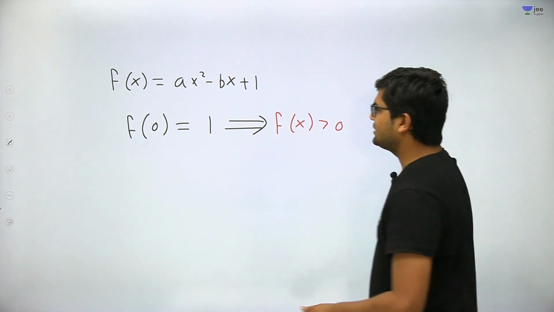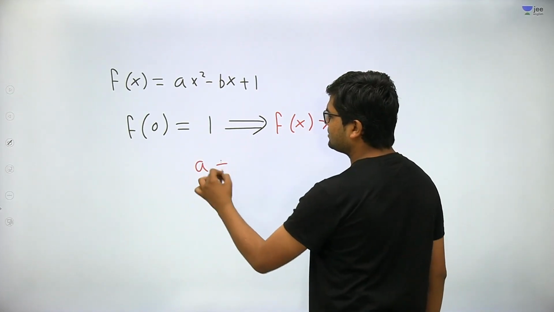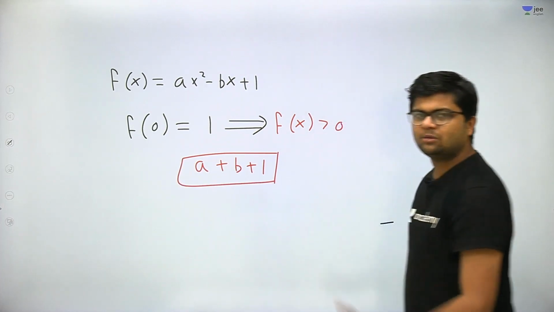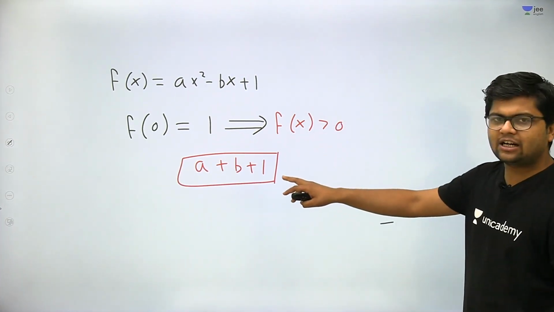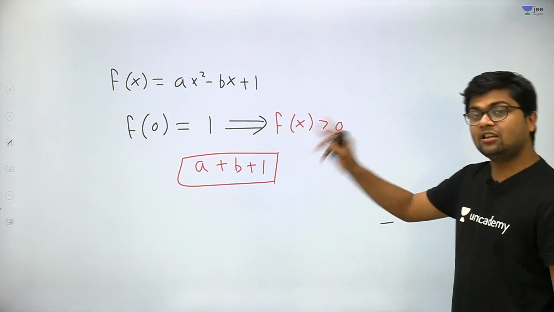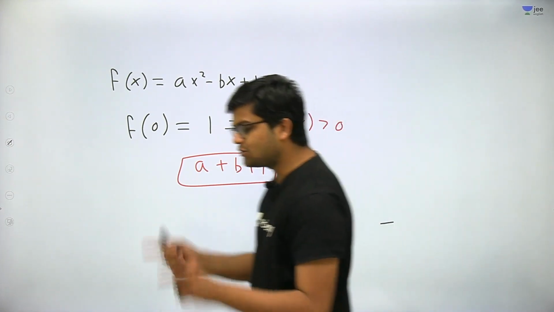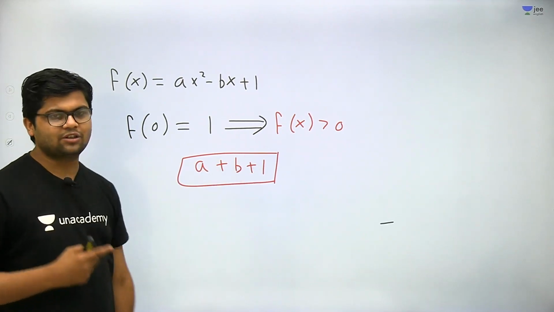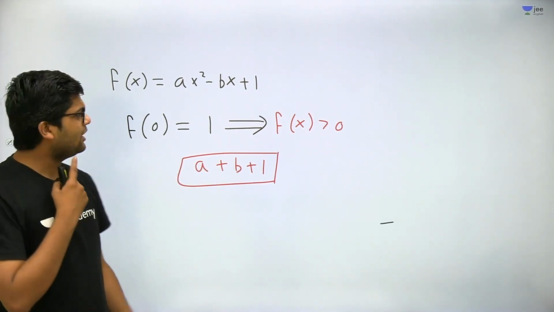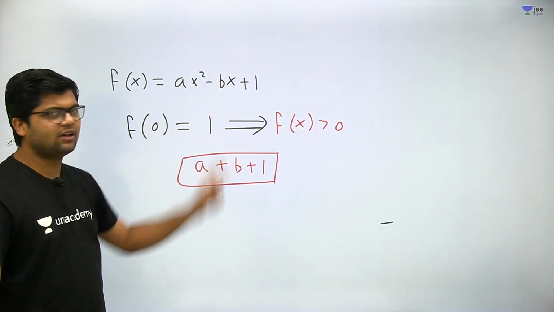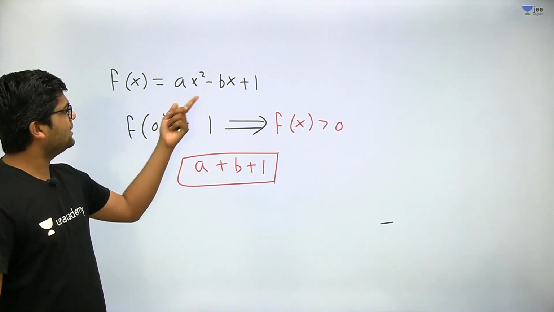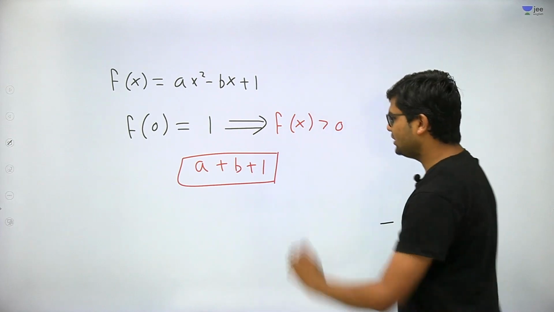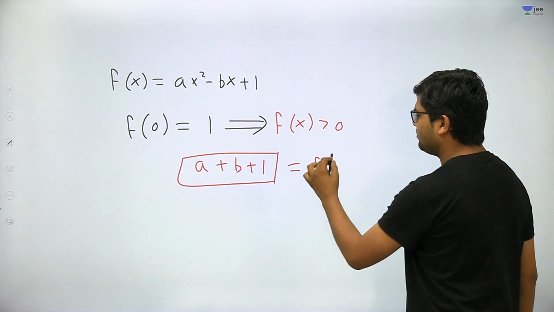Now the question is asking me about a plus b plus 1. Students, just use the concept that I taught you in the previous question. Whenever I encounter this type of expression, I think of the value of x which I should put in the quadratic to arrive at this expression. So if I put x equal to minus 1, it will come out to be a plus b plus 1. So this expression is f(-1).